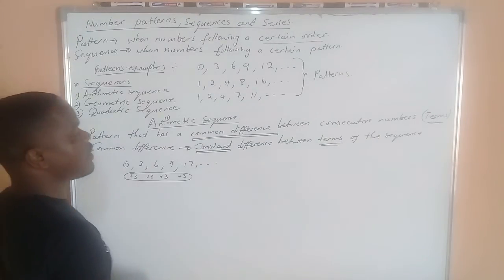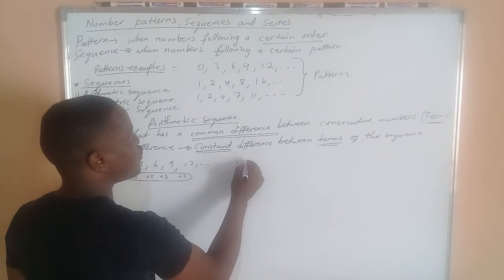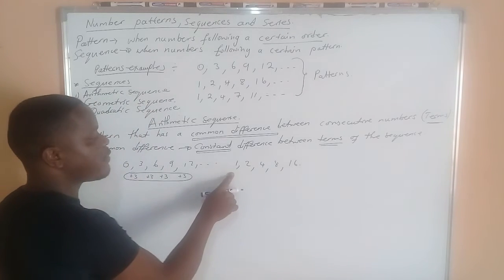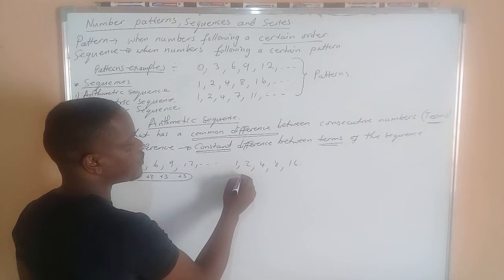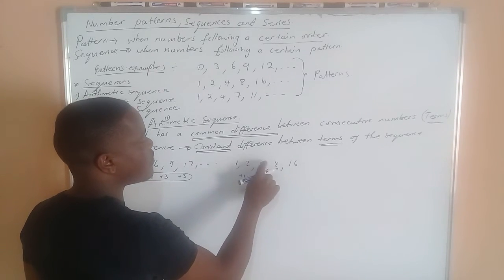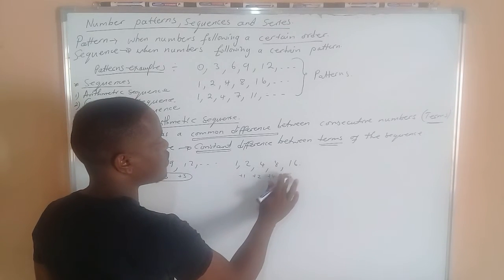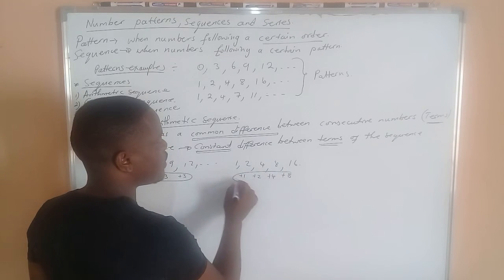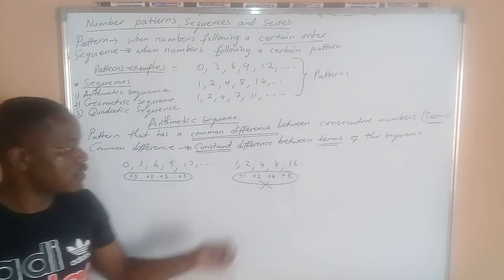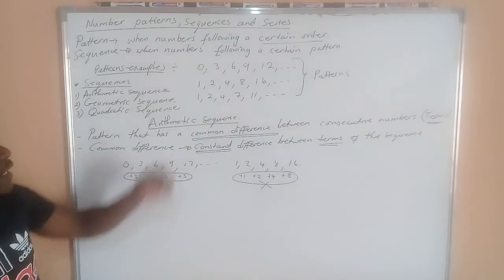Let's find the next one. Is it arithmetic? I have 1, 2, 4, 8, 16. The difference here is 2 minus 1, plus 1. 4 minus 2, plus 2. 8 minus 4, plus 4. 16 minus 8, plus 8. This is not constant. The differences are not equal. So this is not arithmetic. Okay? Let's go to the last one.